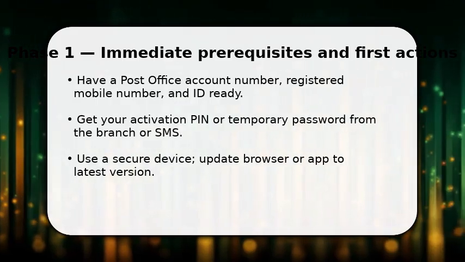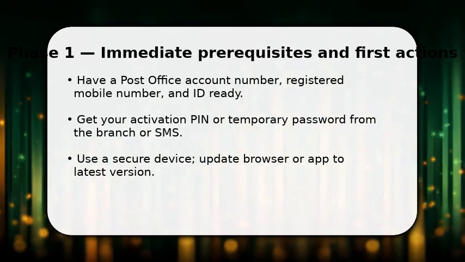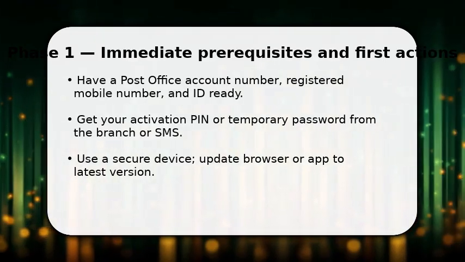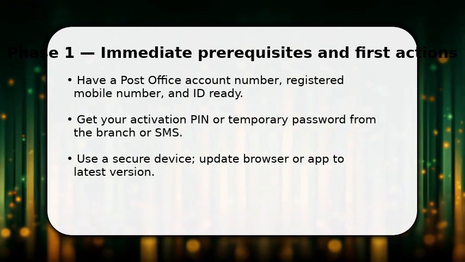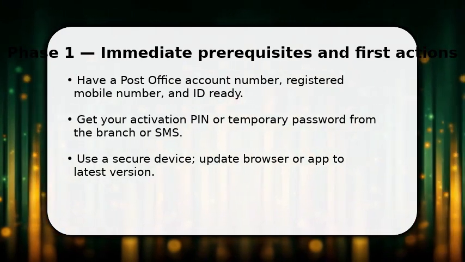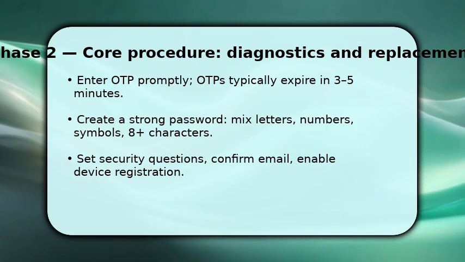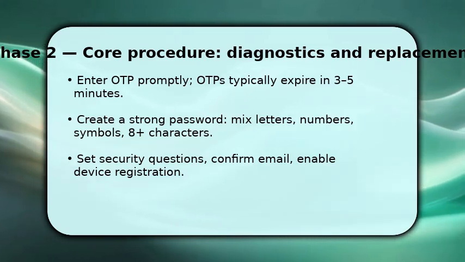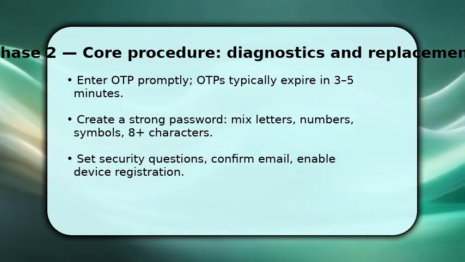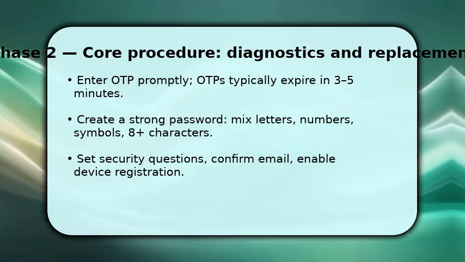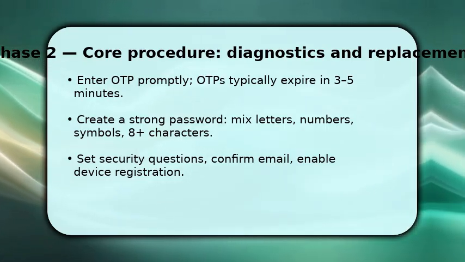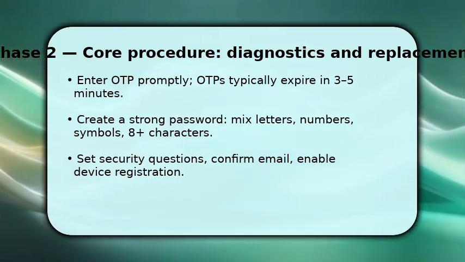Then choose Register or Activate Internet Banking, enter your account number and mobile, and send for OTP to start the setup. Once you receive the OTP, enter it immediately. OTPs usually expire in 3 to 5 minutes. After verification, create a strong password. Use at least 8 characters with letters, numbers, and symbols so your account stays secure.